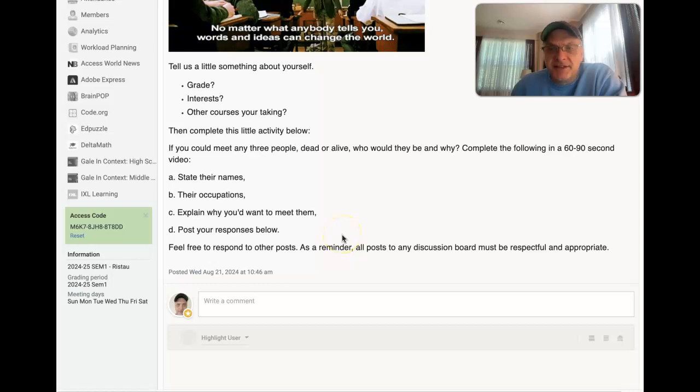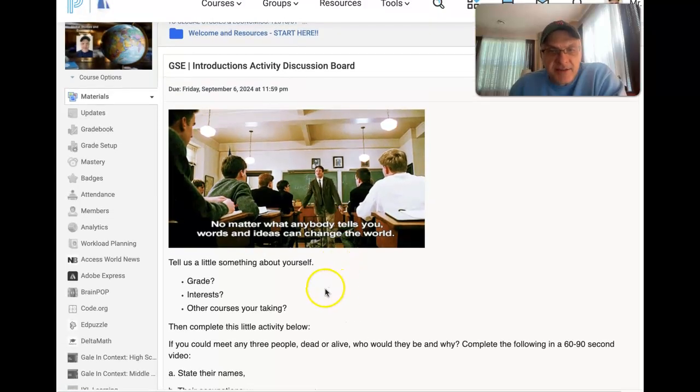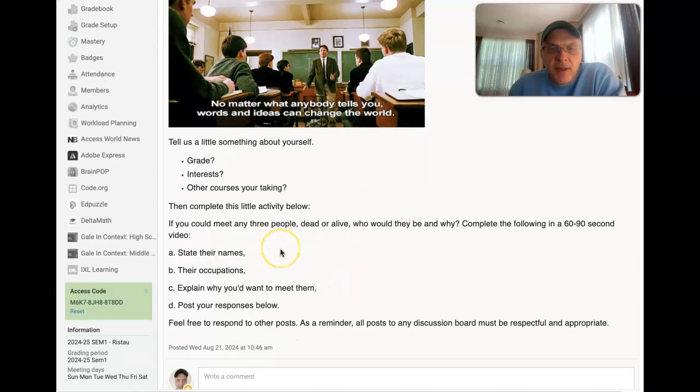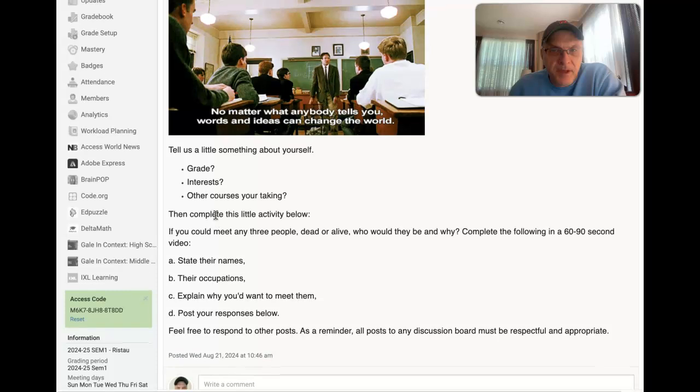Now keep in mind, since it's a discussion board, we want to keep this appropriate and respectful, and feel free to comment on other people's posts. But again, if you do that, we want to keep things respectful and appropriate, since it is a public forum. So complete this assignment by Friday, and notice that it's going to be a 60 to 90 second video, a little short video clip, that you'll post. Very simple.